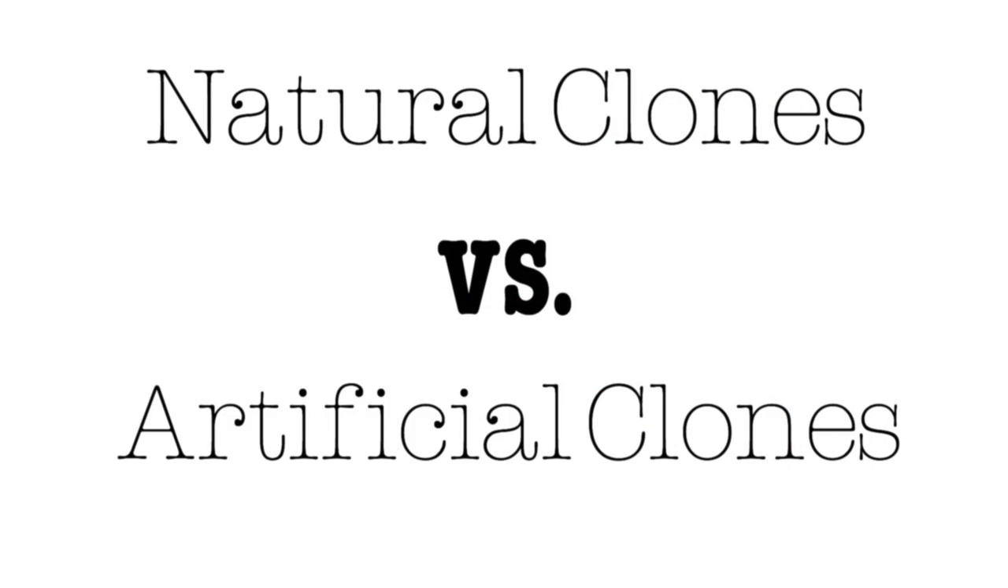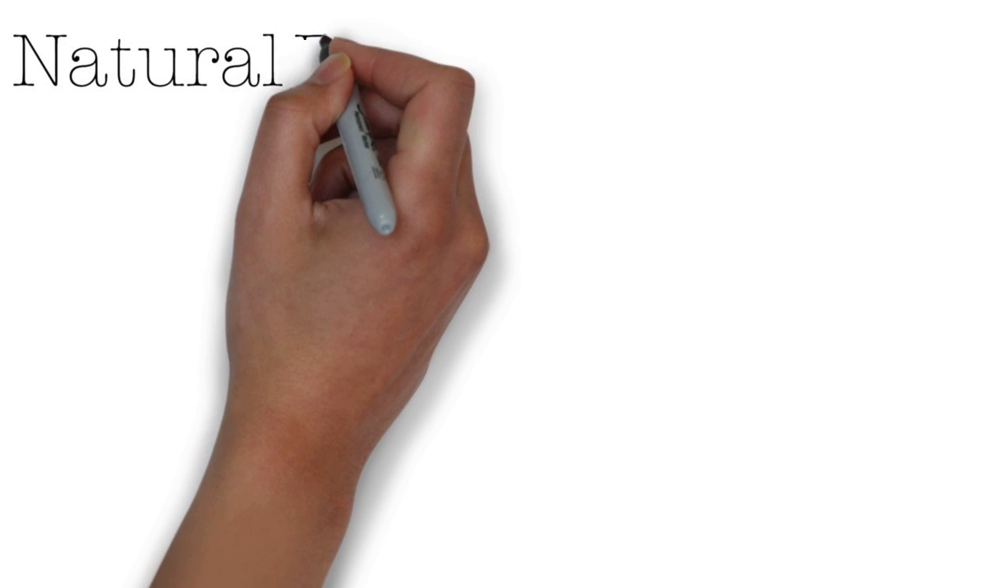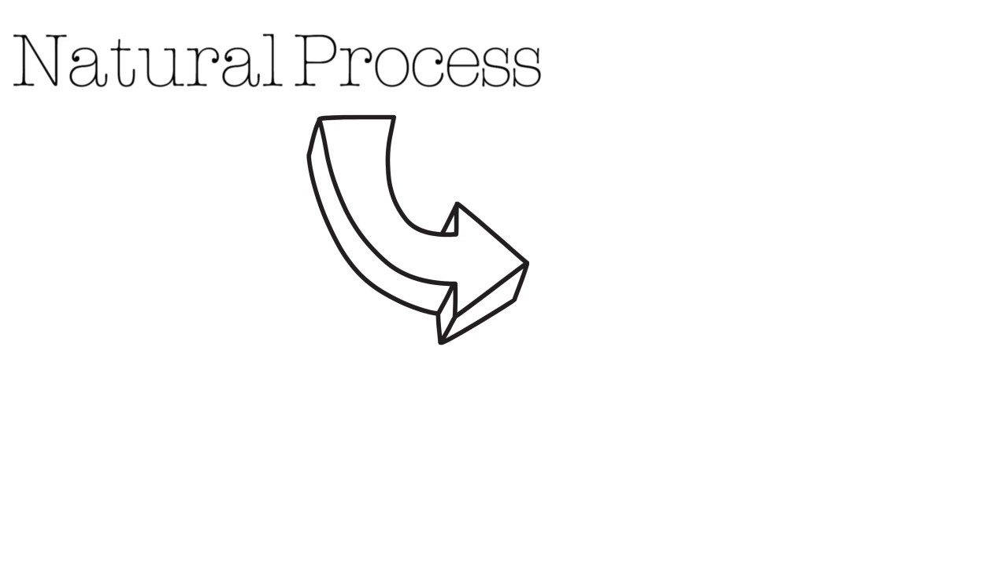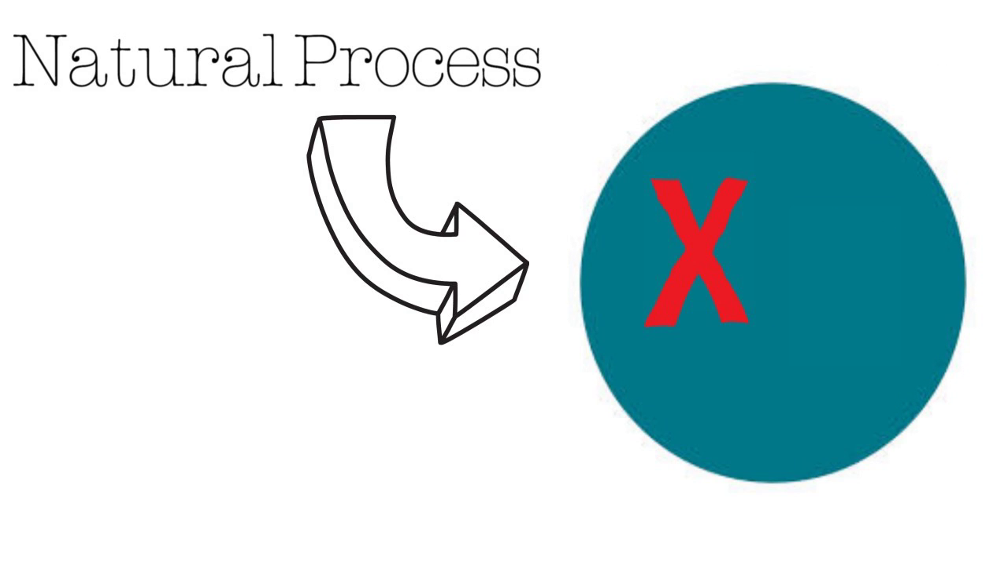Natural clones versus artificial clones. Embryo cells all have two complete sets of chromosomes. The difference between fertilization for identical twins and SCNT lies in the source of those two sets. In natural fertilization, the sperm and egg each have one set of chromosomes. When they join, they grow into an embryo with two sets, one from the father and one from the mother.